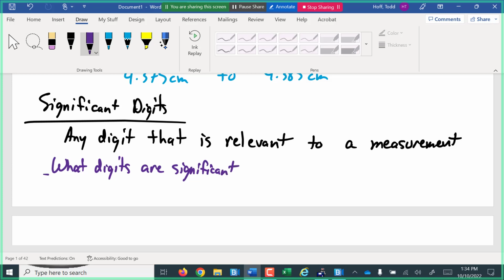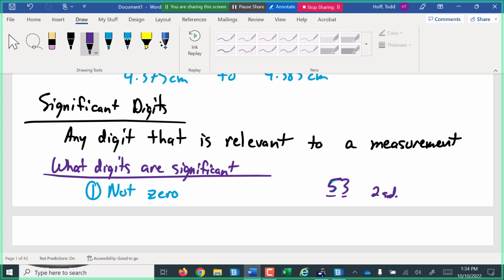Well, the first one is any digit that's not a 0. So if I have 53, that is 2 significant digits because neither of those digits are zeros. They're both non-zero.